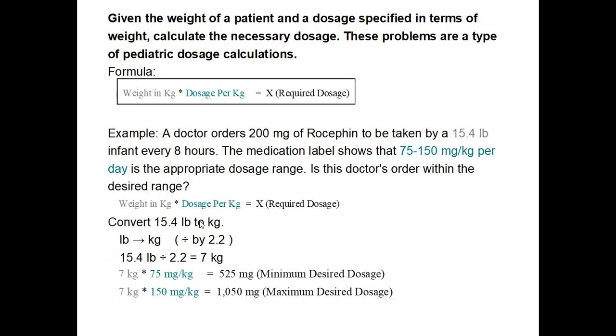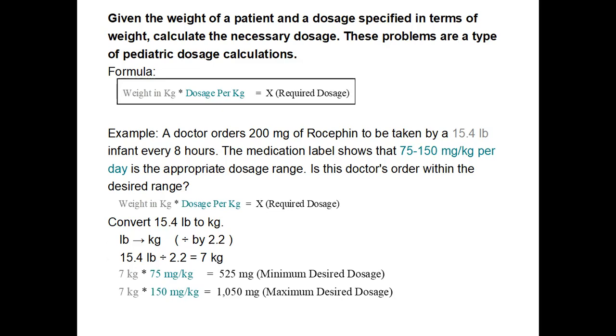Okay, so really all I want you to get out of this is that the 15.4 pounds has to be converted to kilograms. So we're going to convert by dividing by 2.2. Remember, our kilograms should be smaller. So we have 15.4 pounds divided by 2.2, and that gives us 7 kilograms.